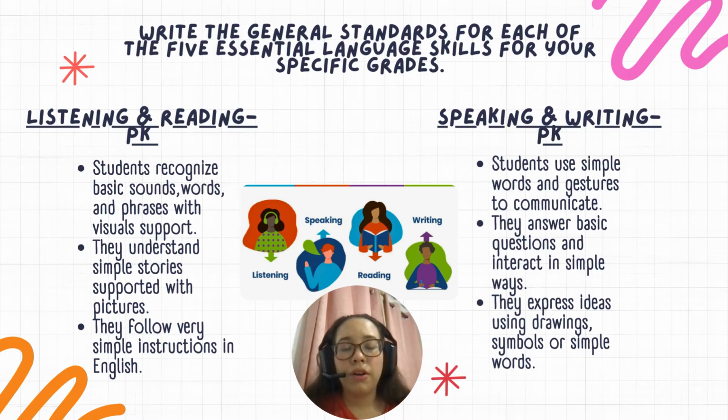For this part, I need to write the general standards for each of the five essential language skills for my specific grade, which is pre-kinder. In listening and reading in pre-kinder, the students recognize basic sounds, words, and phrases with visual support. Basically, they understand simple stories supported with pictures or images.